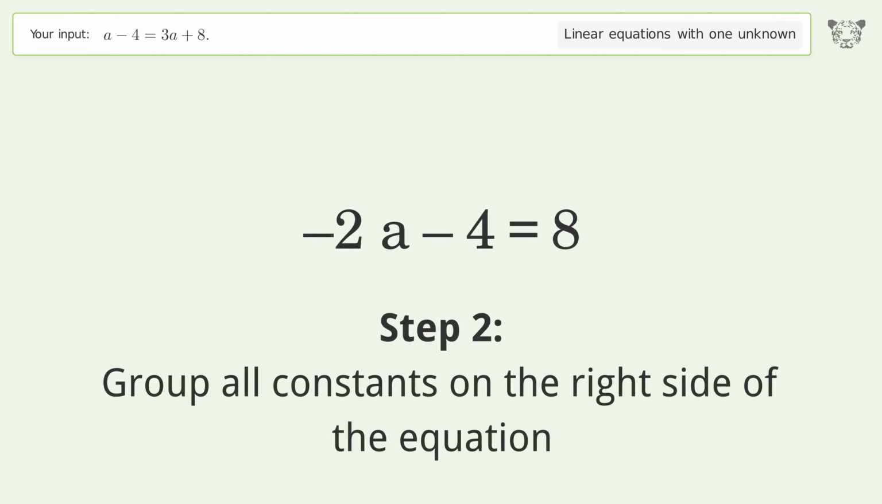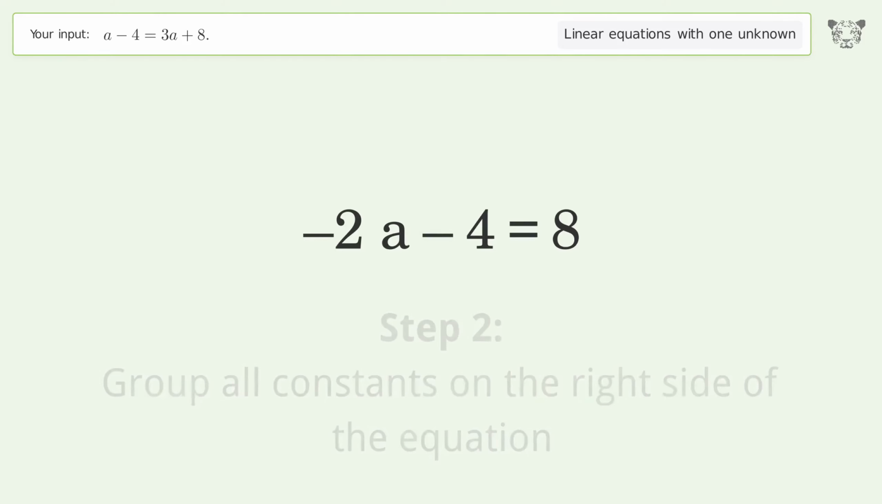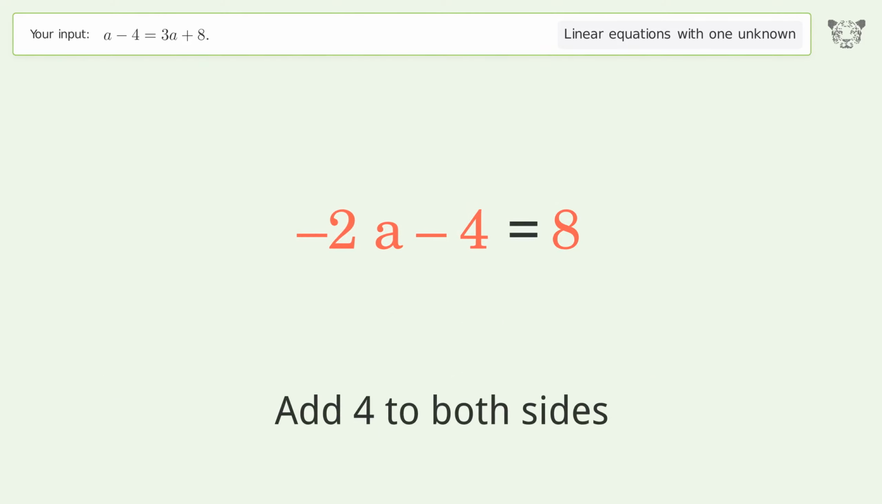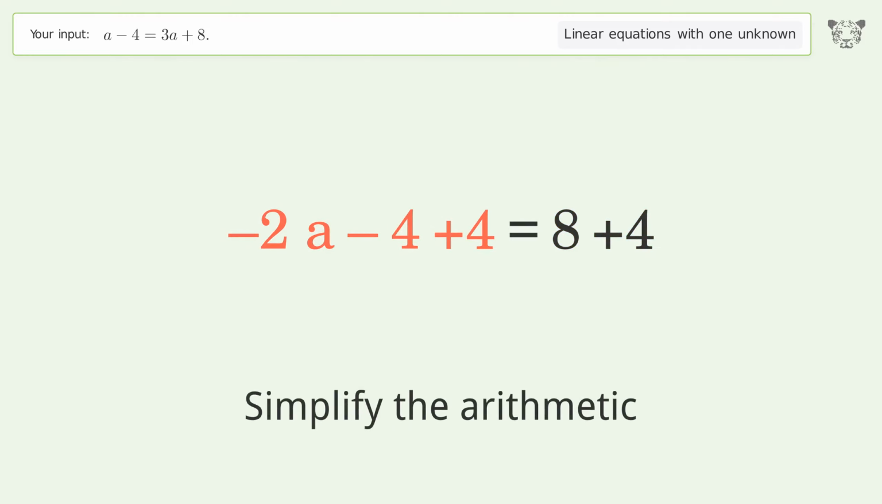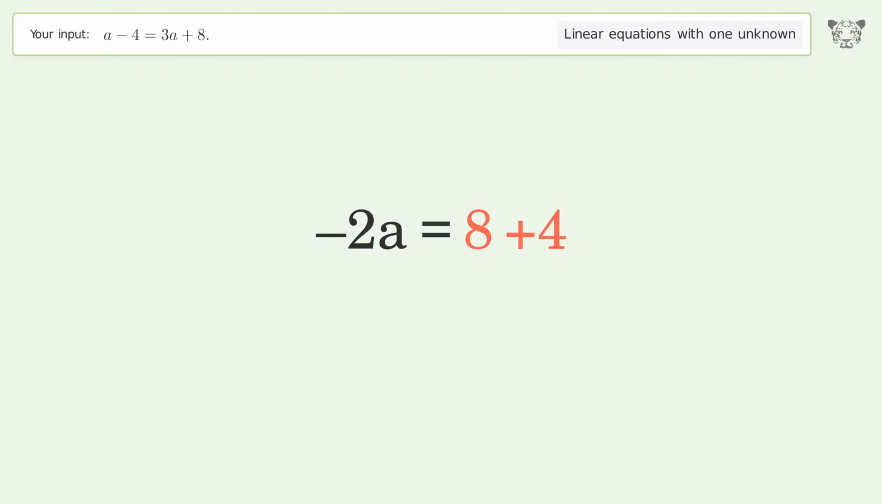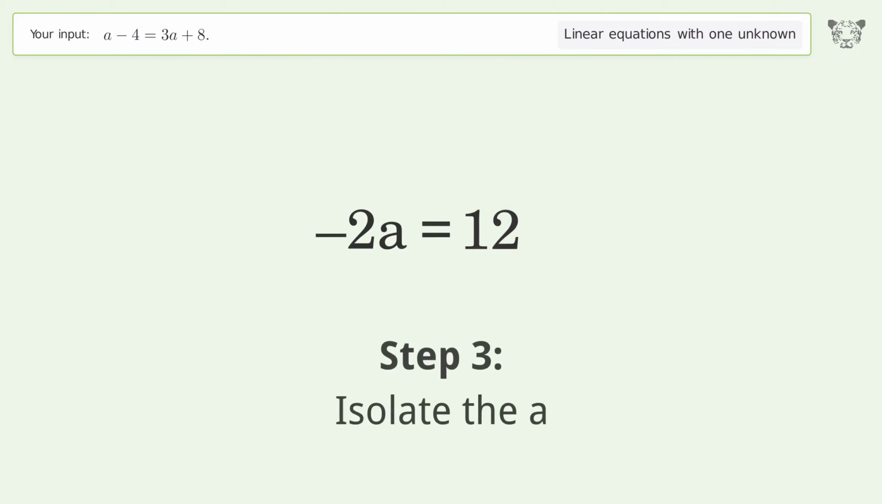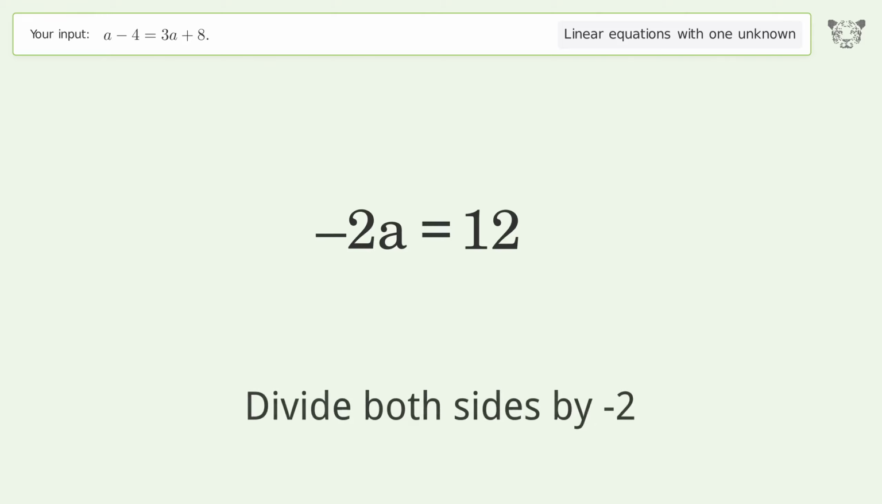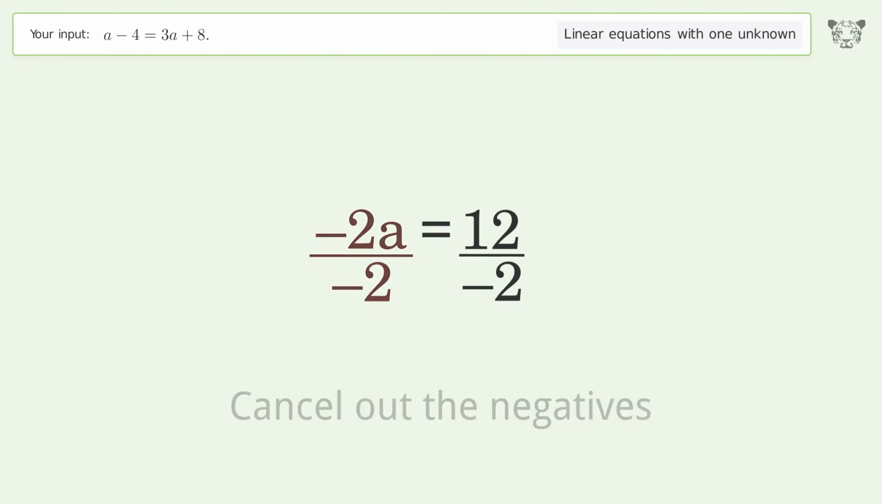Group all constants on the right side of the equation. Add 4 to both sides. Simplify the arithmetic. Isolate the a. Divide both sides by -2. Cancel out the negatives.